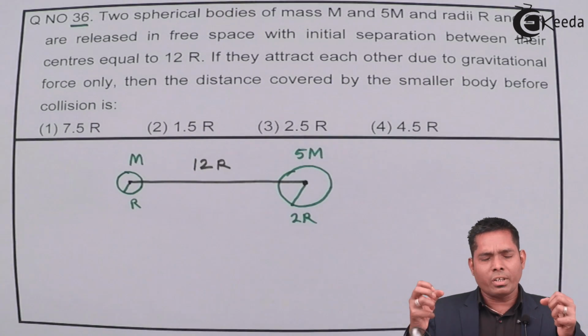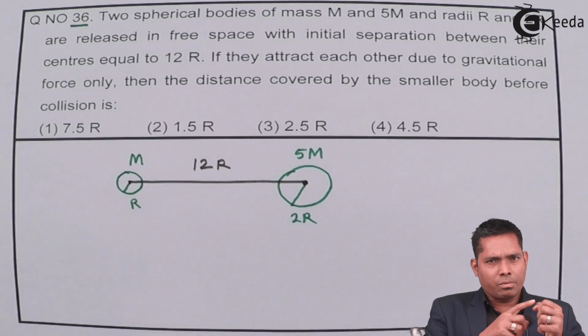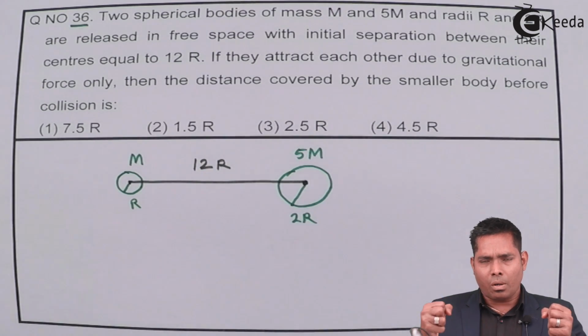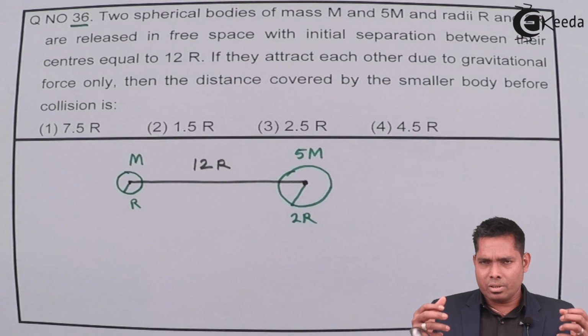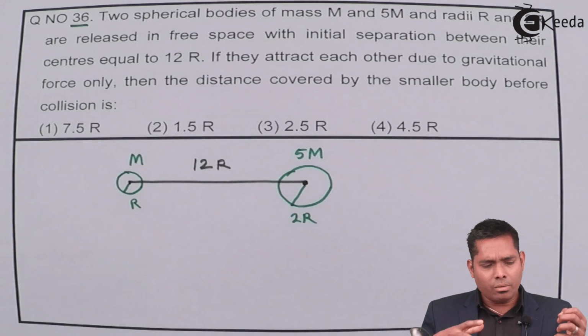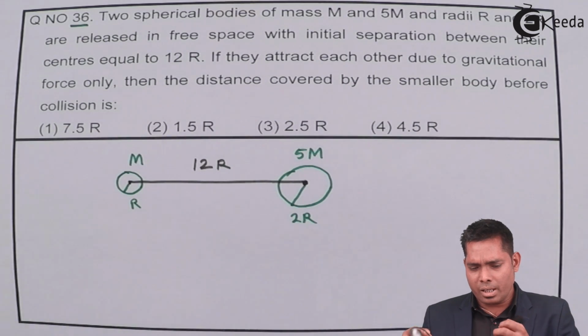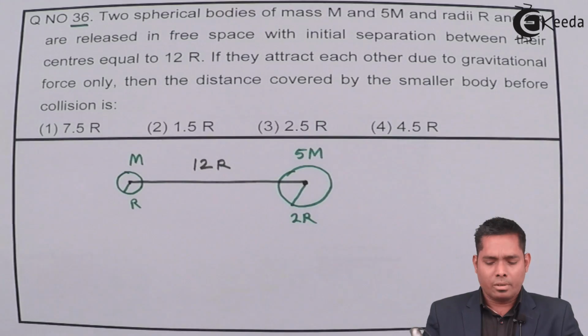If they are released, obviously they will move towards each other because force on this will be towards this side and force on this object will be this side because they will attract each other. So this one will pull this in this direction, so it will move in this sense, and this will also move in this sense, so they'll move and collide.